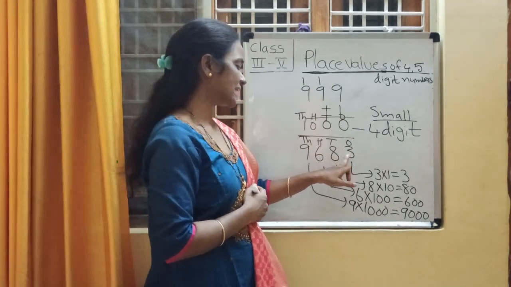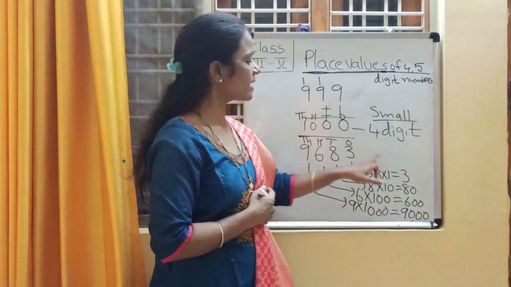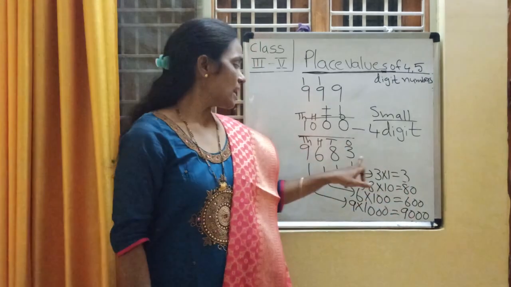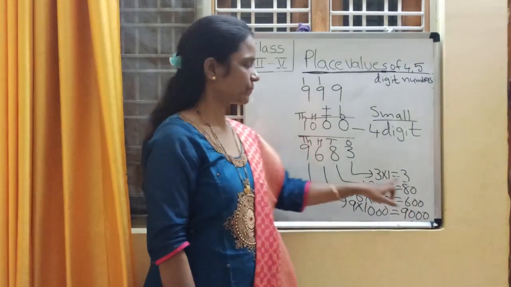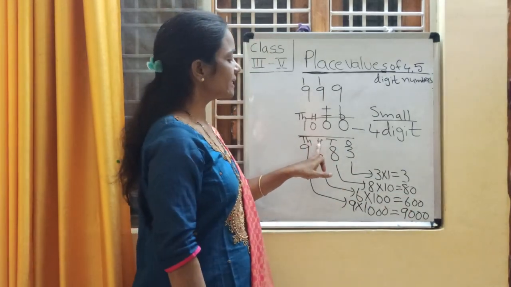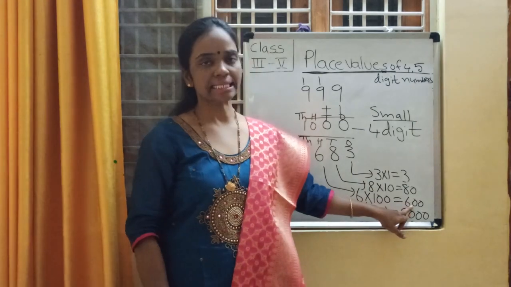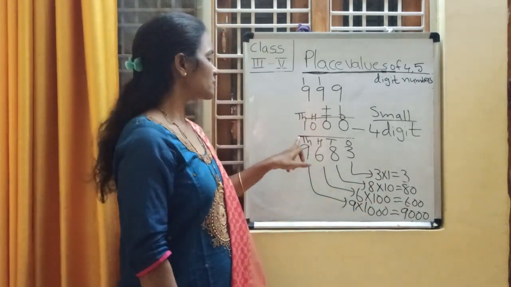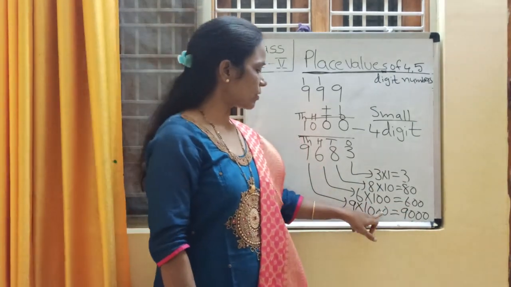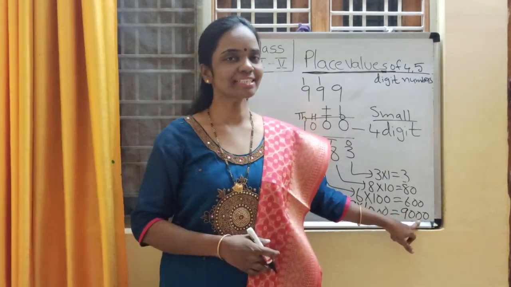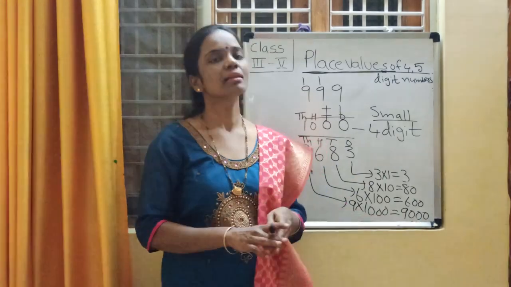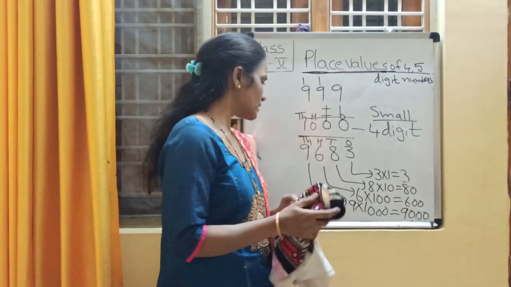So 3's place value is 3 ones, that is 3. 8's place value is 8 tens, that is 80. 6's place value is 6 hundreds, that is 600. 9's place value is 9 thousands. Have you understood children? Shall we take one more example? Note it down children first.